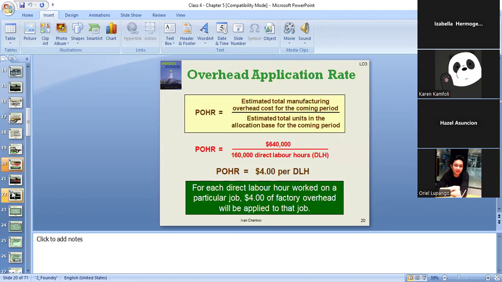This company, the one that we're doing these products, they come up with the total cost for the upcoming period, which is 1 year, to be $640,000. For the allocation base, they choose direct labor hours. And they estimated that for the same period of time, 1 year, the total direct labor hours that they expect the workers to work was 160,000 hours. And for that reason, the predetermined manufacturing overhead is $4.